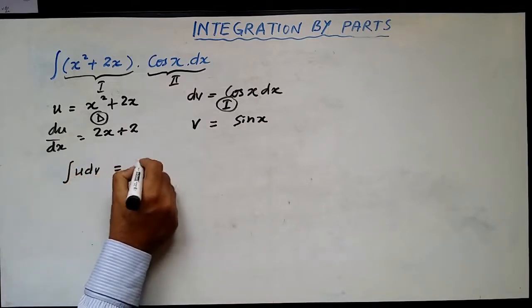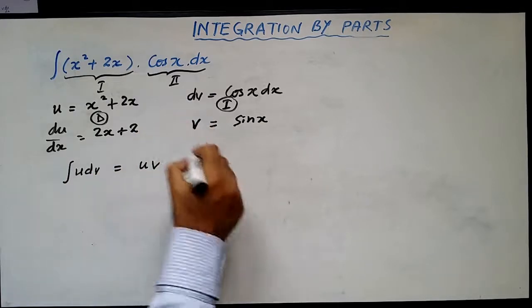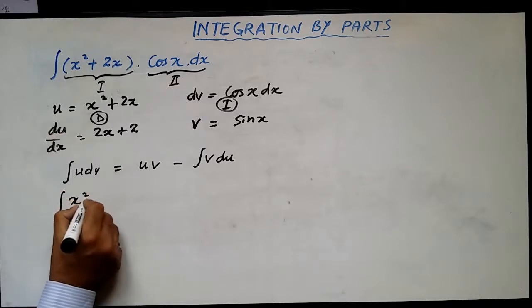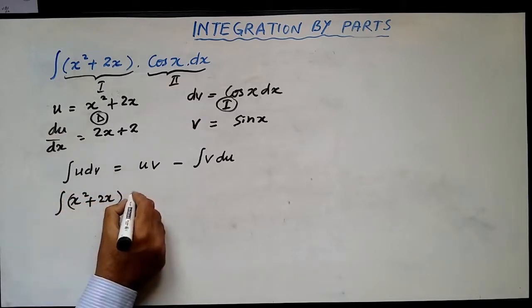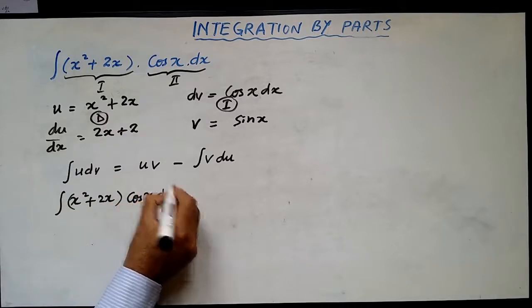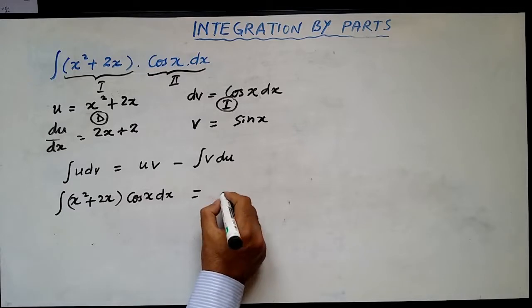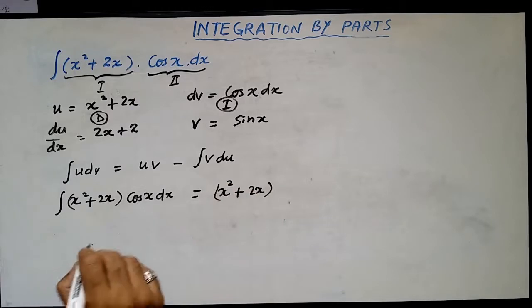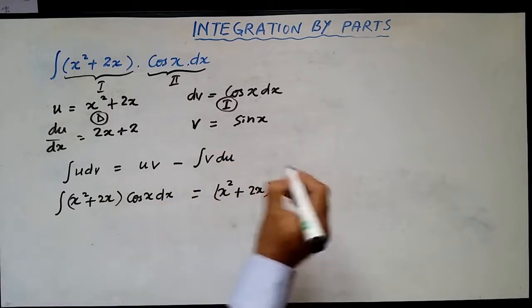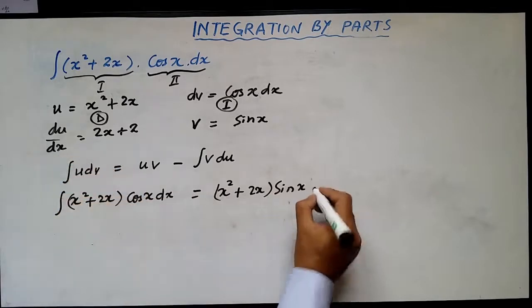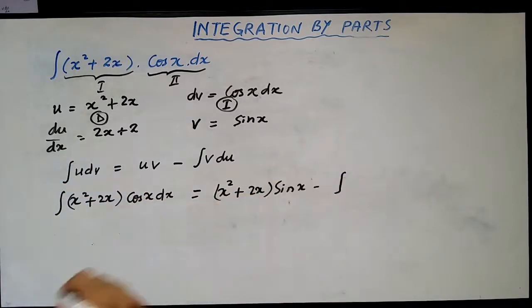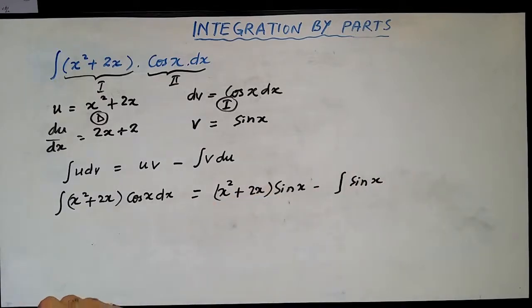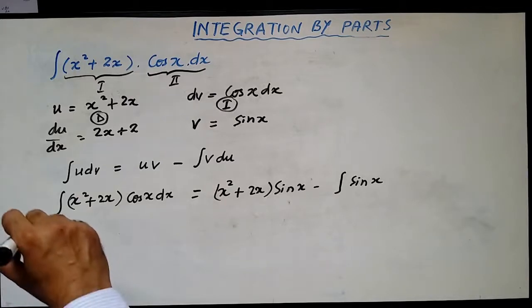So integration of u dv is equal to uv minus integration of v du. So integration of x squared plus 2x cosine of x dx is equal to u, which is x squared plus 2x, into v, which is sine x, minus integration of v, which is sine x, and du, which is 2x plus 2.